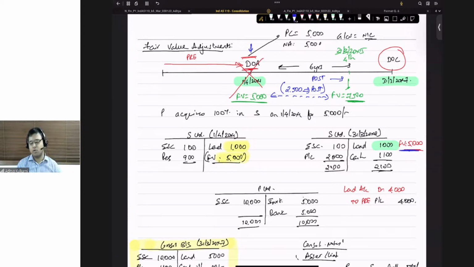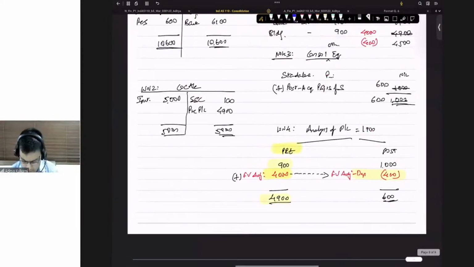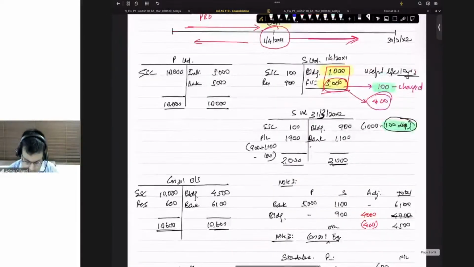Only two cases it will change. One case is the measurement period. The other case is what we will be discussing by way of the second adjustment today. Okay. So with that, this is done.